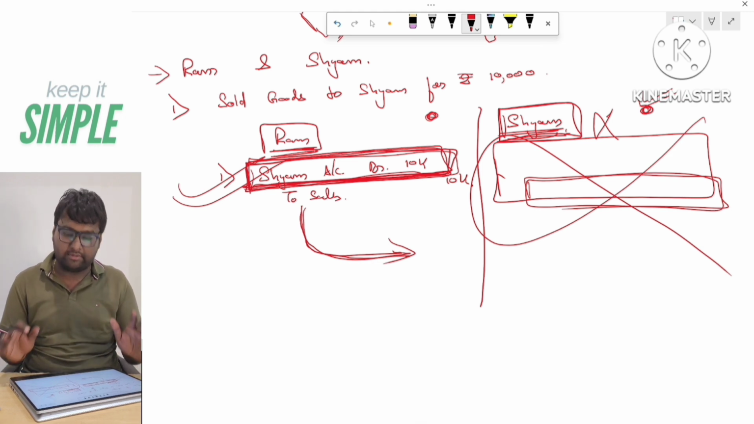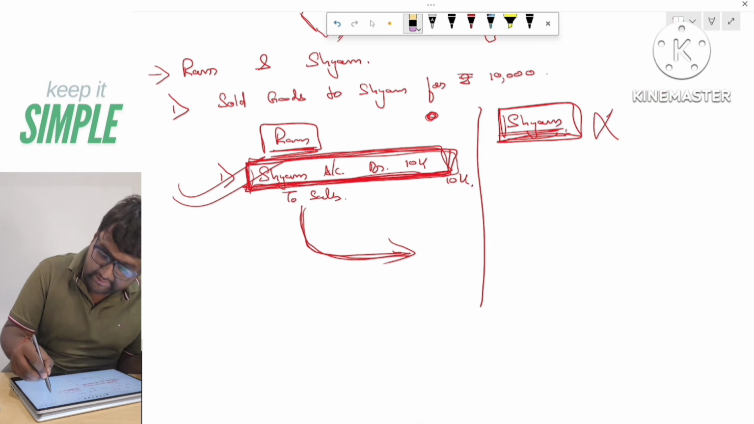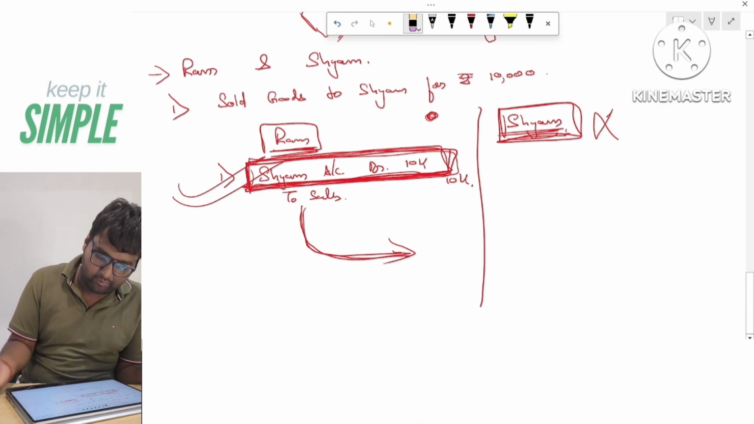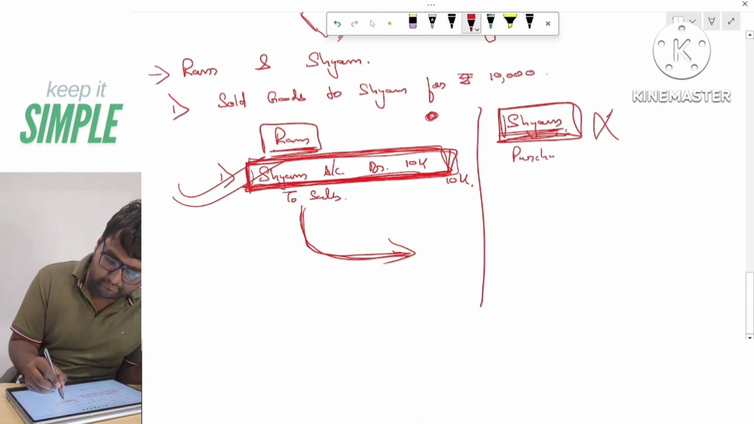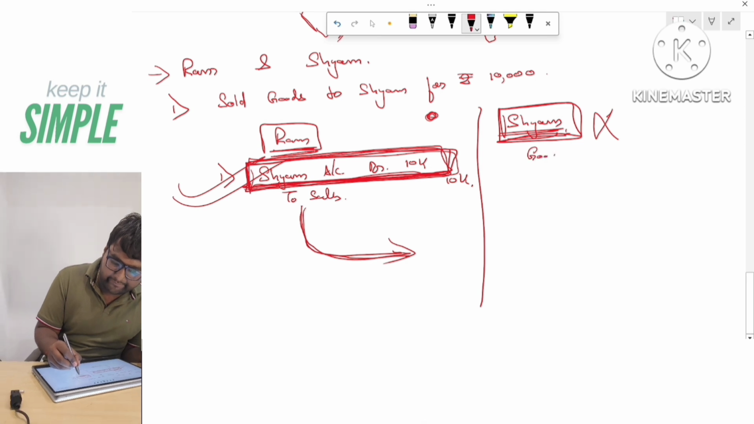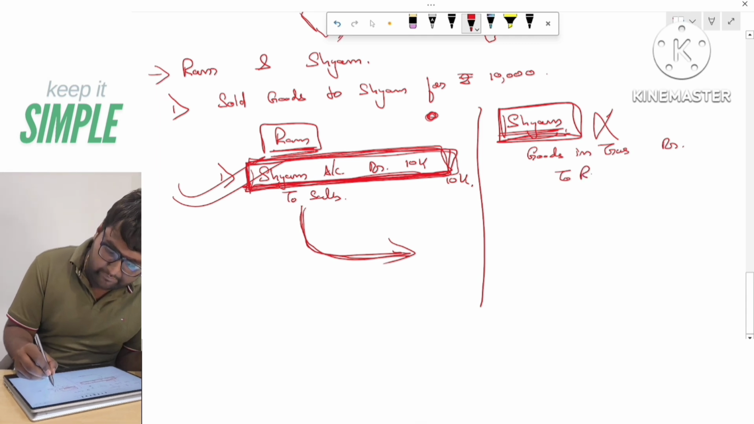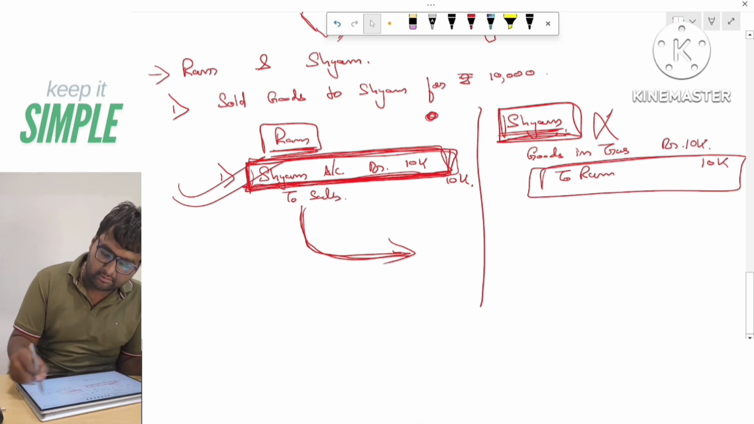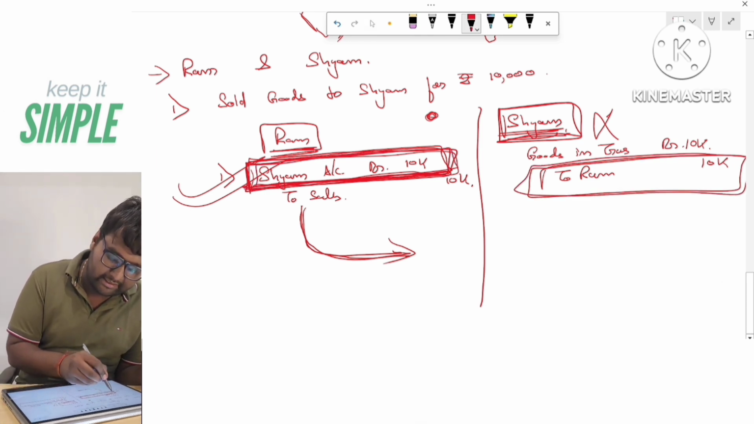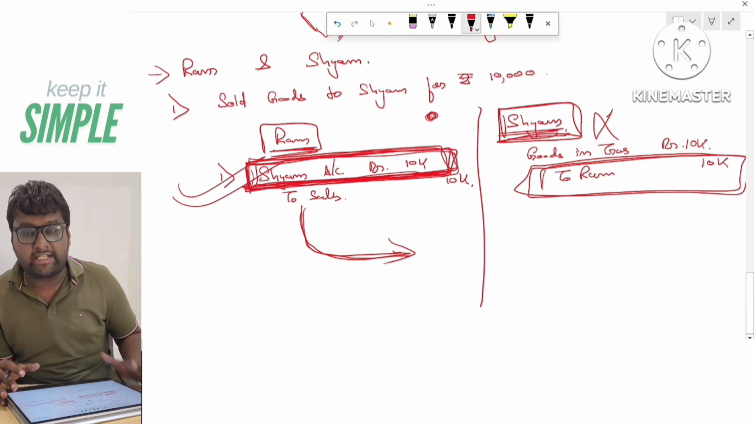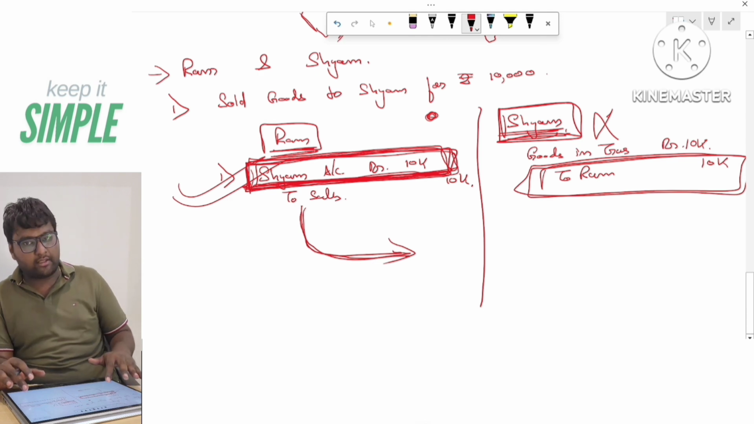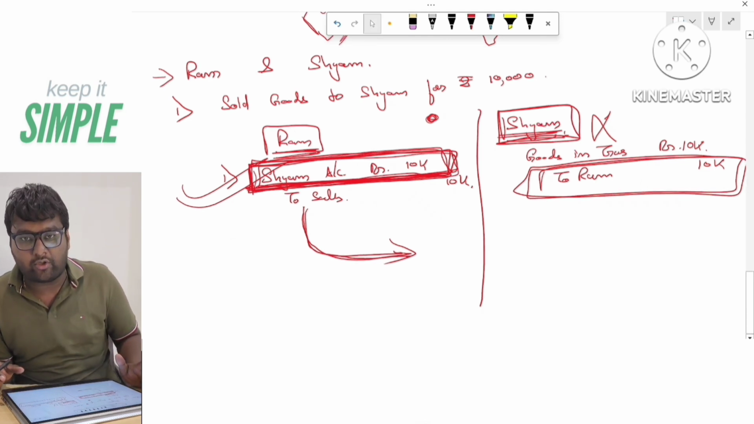But here we know that Shyam has not received the goods. That's the reason for inconsistency. So what we will do? We'll pass the entry in the books of Shyam. Purchase account debit. Sorry, goods in transit account debit, because we haven't received the goods, to Ram, 10k. Now, see. Now, both the balances are matching. Which shows that every particular transaction has been recorded. Understood? Okay. So this is the reconciliation which we are talking about.